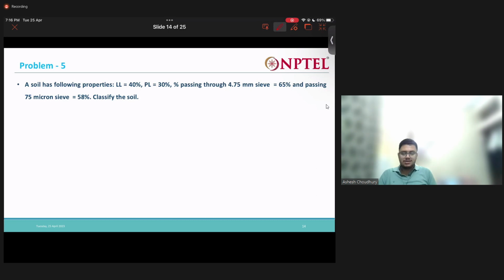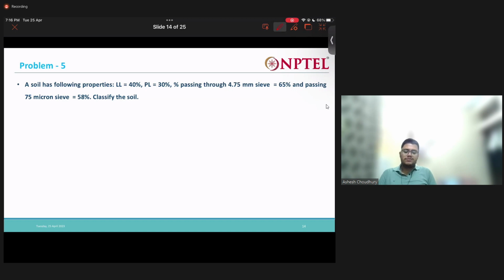And from the grain size distribution chart, we can also classify our coarse grained soil such as sand by finding out properties such as Cu and Cc, the coefficient of uniformity and coefficient of curvature. We can use them to classify our coarse grained soils. Okay.